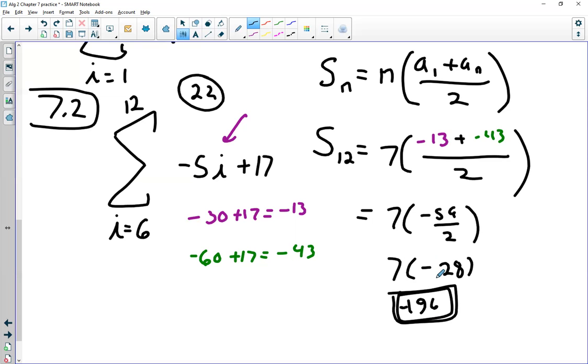So if you have a different starting number, you have to work with it correctly, okay? So if your starting number is 6, you plug in 6 for the A1.